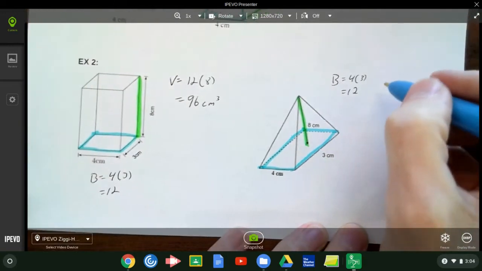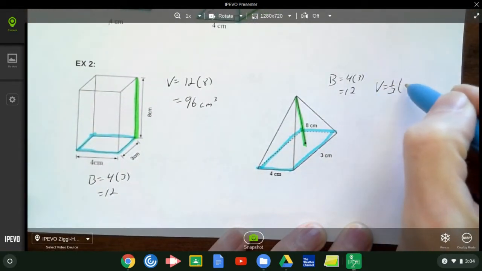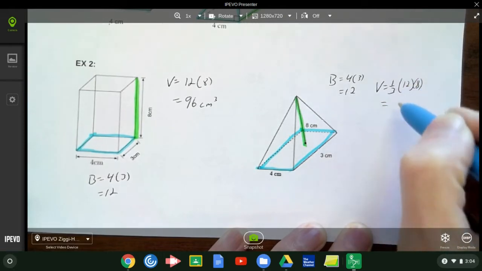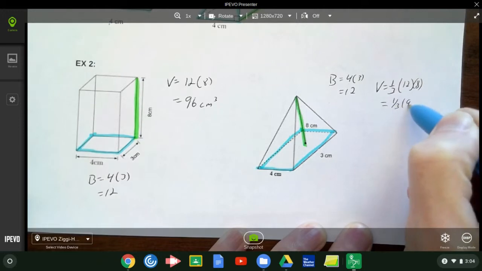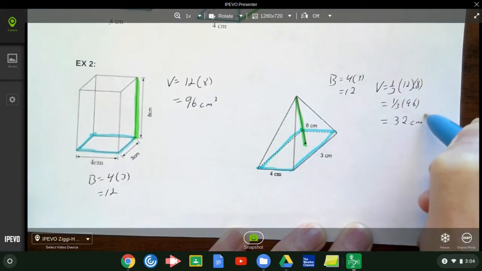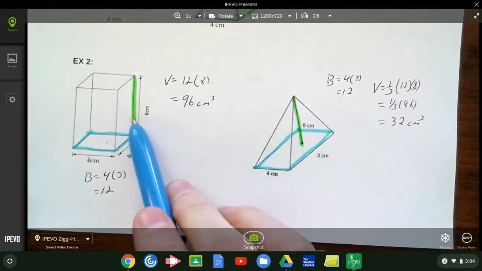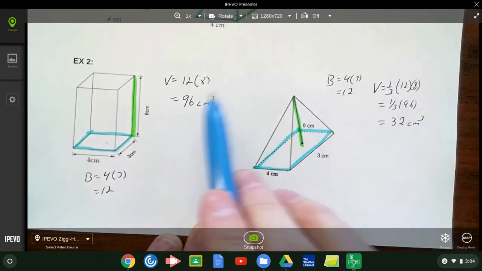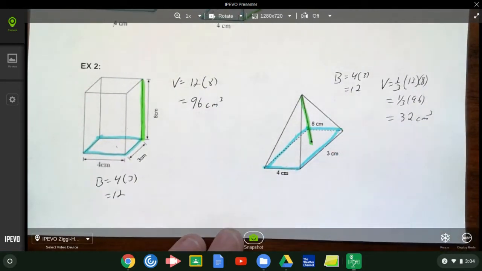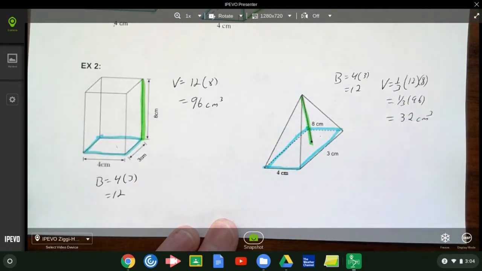So this volume is 1/3 of 12 by 8. And 1/3 of 96 is 32. So because they had the same base and the same height, this volume is 1/3 of that volume. That's how we get all of these volume formulas for any kind of pyramid or cone. Okay?